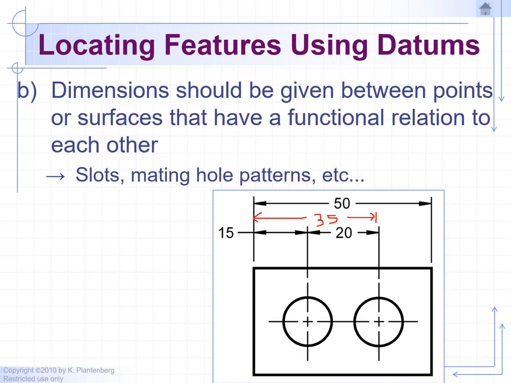Okay, so this would be the correct way of dimensioning, using datum dimensioning instead of continuous, like it was shown on the previous slide. So why are we using continuous dimensioning in this example? Okay, let's take a look at the next slide for the explanation.